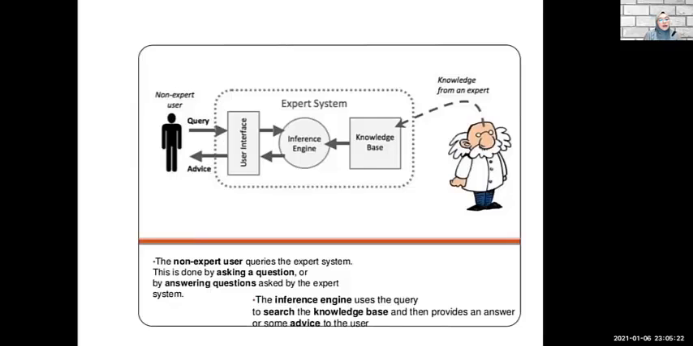Okay. So the non-expert user queries the expert system. This is done by asking a question or by answering a question asked by the expert system. So the inference engine uses the query to search the knowledge base and then provides an answer or some advice to the user. The knowledge base is fed by the expert domain. So this knowledge is kept in the database system.